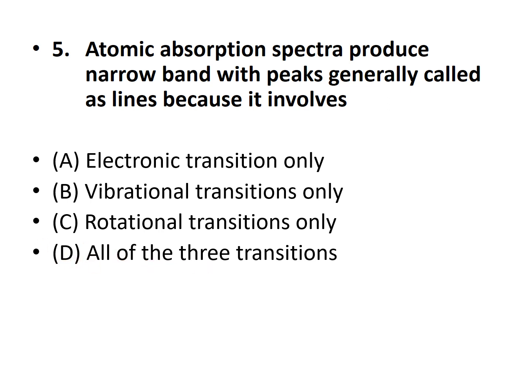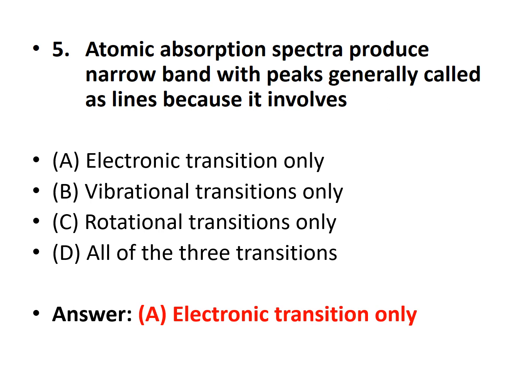Let me tell you that in atomic absorption spectroscopy, we actually convert our sample into gaseous form. When there are gaseous atoms, there are no vibrations and no rotations, so there are no chances for options B, C and D. So we have only one option remaining, and that is electronic transitions only. So that's the right answer, A, electronic transitions only.